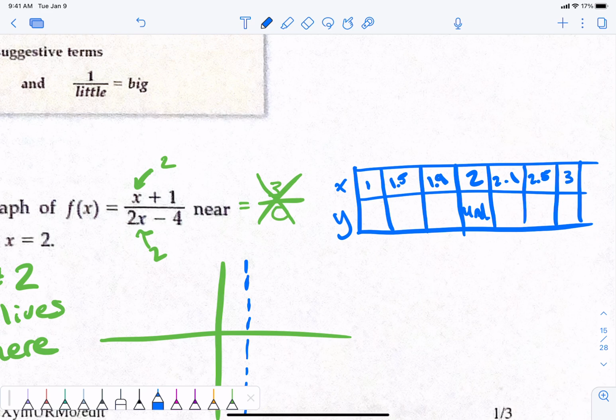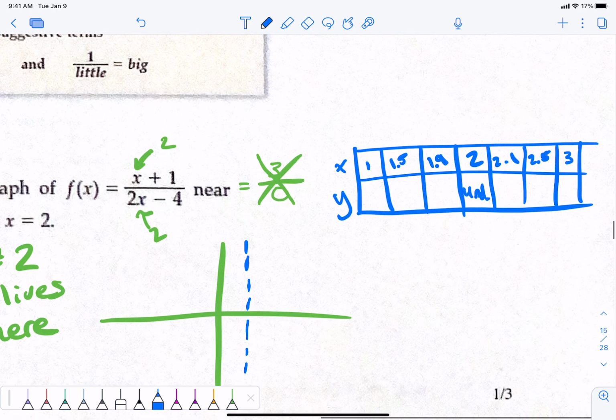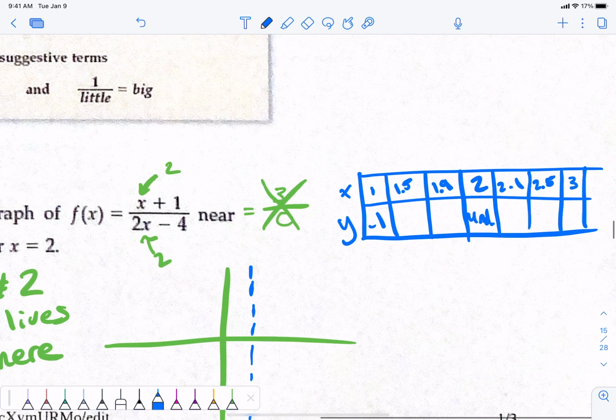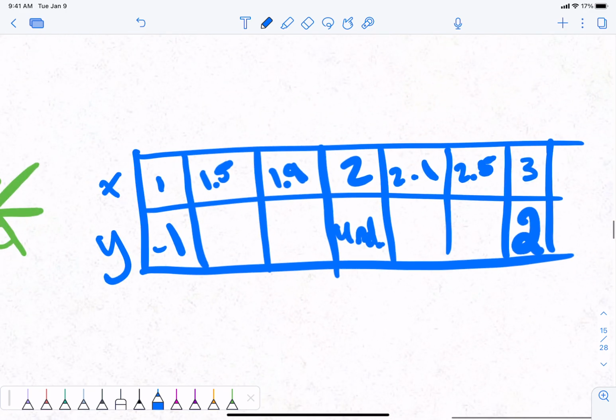Once you have it plugged in, you can just change the numbers. I plug 1 in and I get 2 over negative 2, so I get negative 1 when I plug 1 in. Do 1.5, 1.9, 2.1, 2.5. I'll do 3. You guys do the other 4. For 3, I get 4 over 2, which is 2.